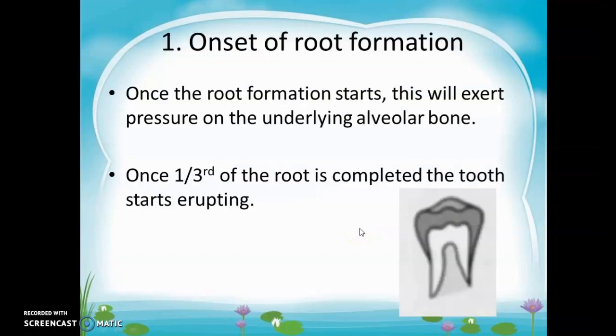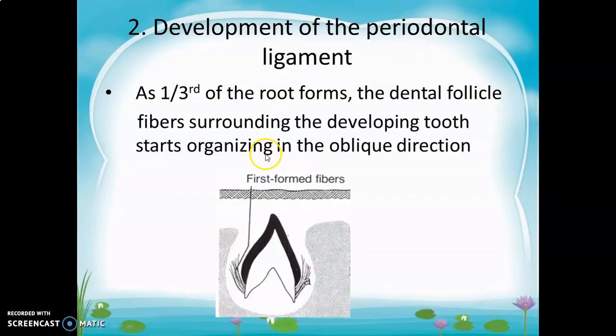Now, if you see how root formation is connected to eruption, the eruptive movement is found to start once one third of root formation is complete. Development of periodontal ligament also starts as root formation begins. Dental follicle fibers surrounding the tooth start organizing in an oblique direction around the developing root, as you can see here.